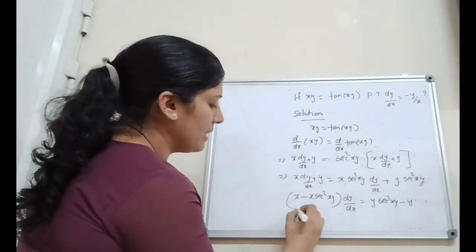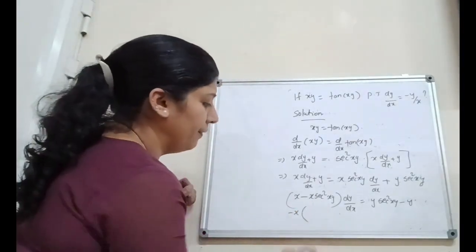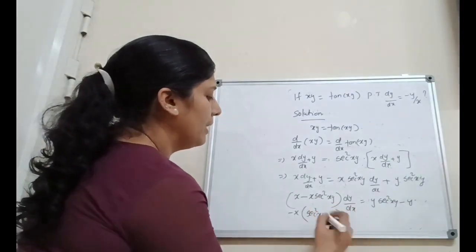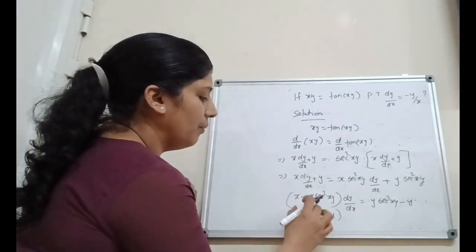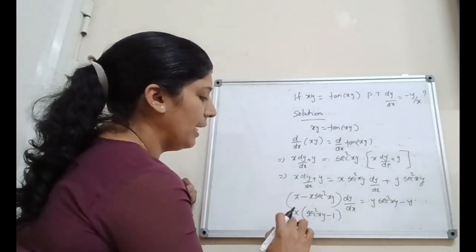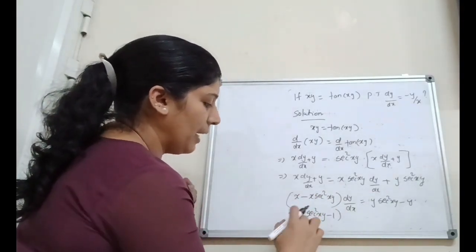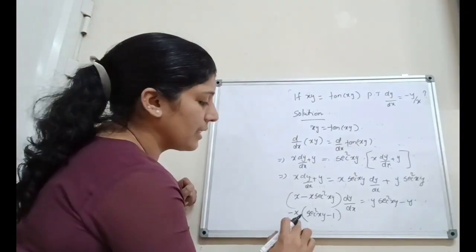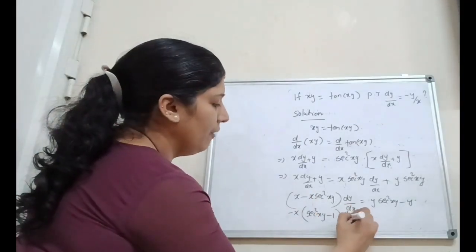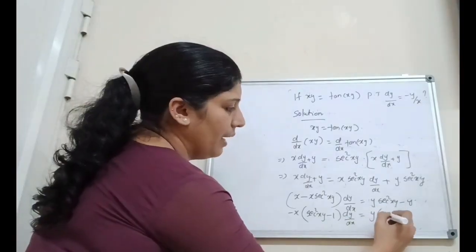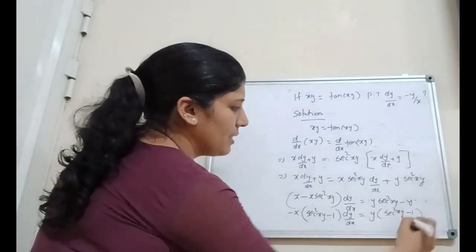Next we consider x minus x into sec square xy, into dy by dx. Here we can take minus x outside, that is minus x into sec square xy minus 1, which gives minus x sec square xy plus x. Therefore, minus x into sec square xy minus 1 dy by dx equals, now here we can take y outside, y into sec square xy minus 1.